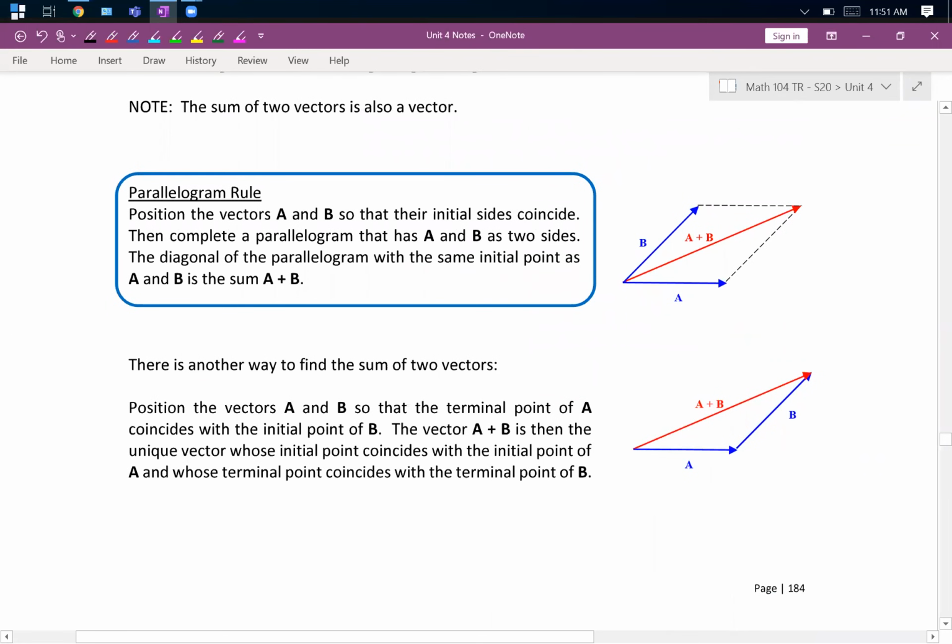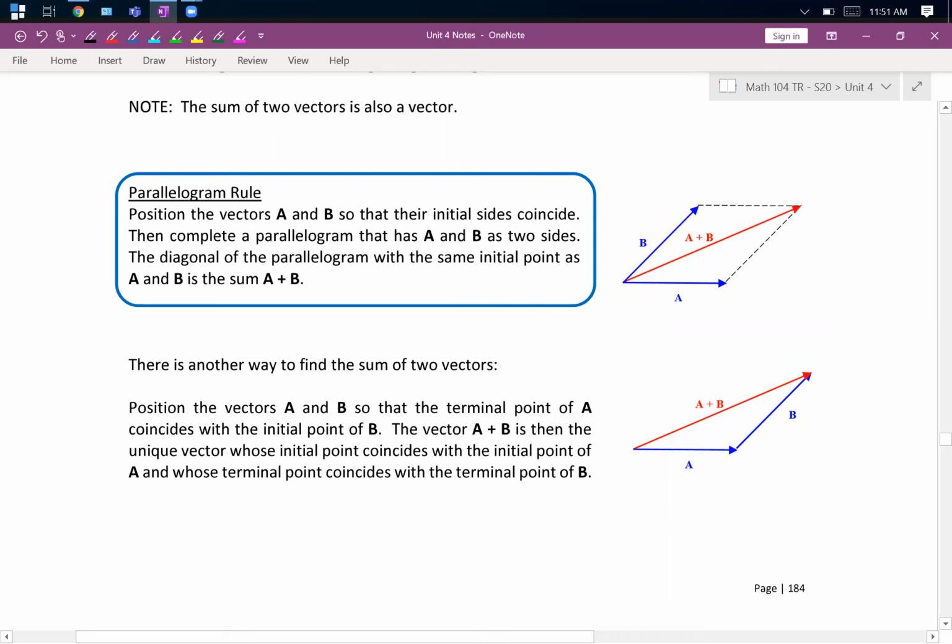So here I'm illustrating the parallelogram rule away from the diagram, kind of done a breakout picture here. For the parallelogram rule, we want to position the vectors A and B so their initial sides, or their initial points, coincide. Then we're going to complete a parallelogram that has A and B as its two sides. The diagonal of the parallelogram with the same initial point as A and B is the sum A plus B.